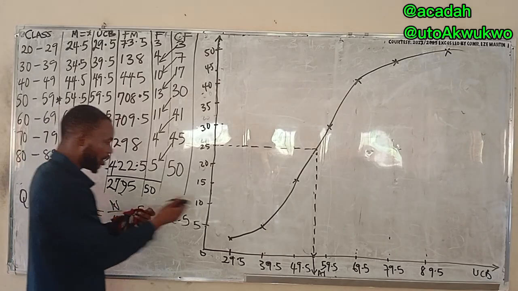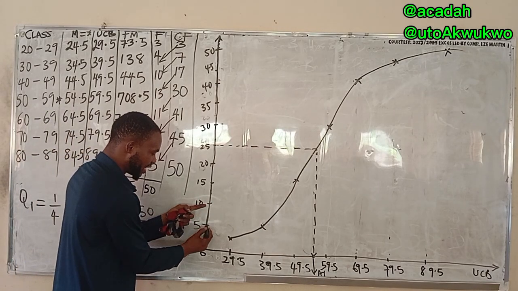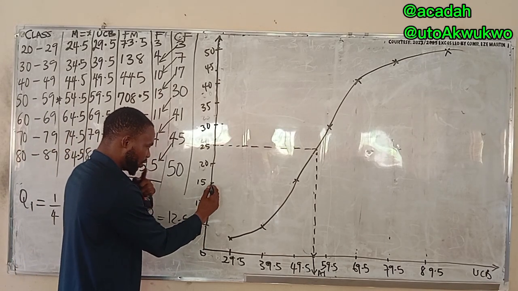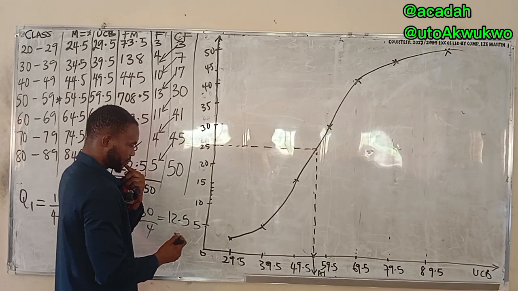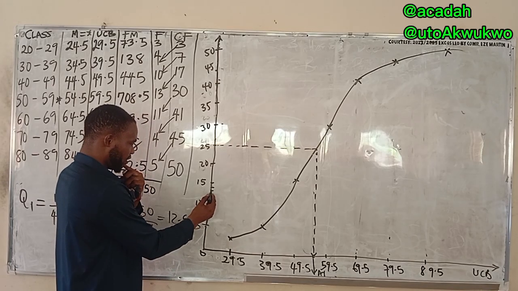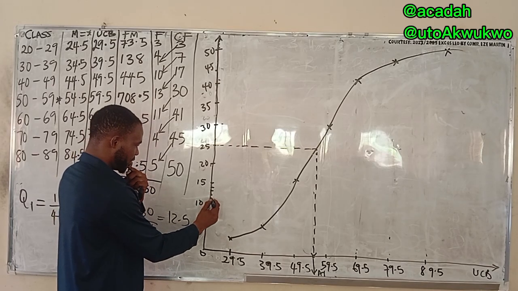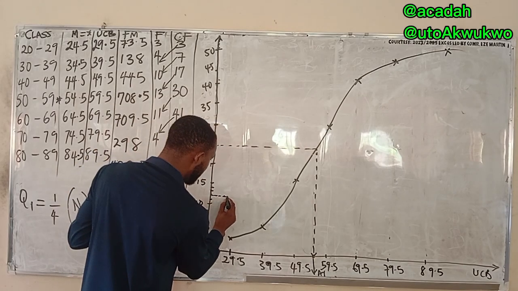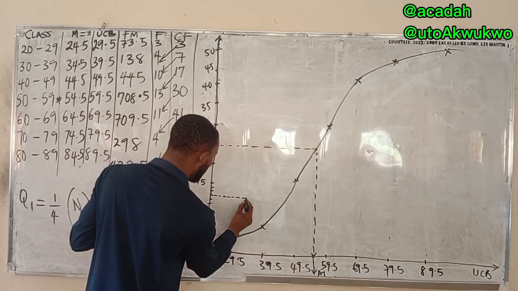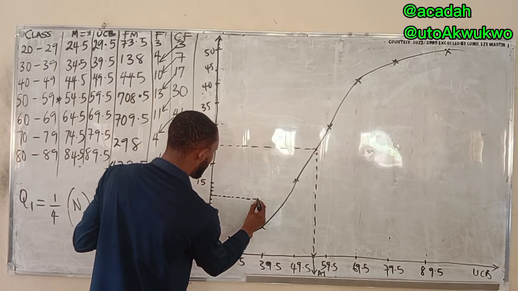So you can now come here, locate 12.5. Let me divide this in between quarter. Let's say this is 1, 2, 3, 4. So this is 11, 12, 13, 14, 15. If I trace this straight line, this is how it should be done to always be correct.